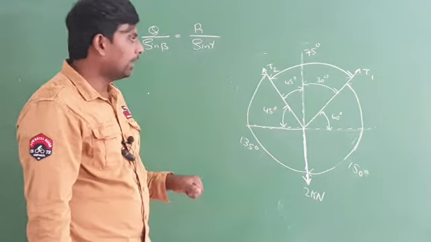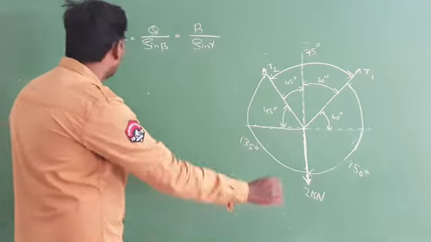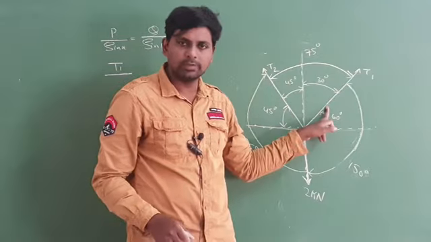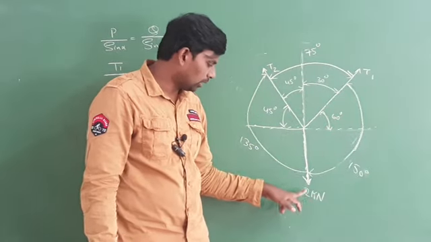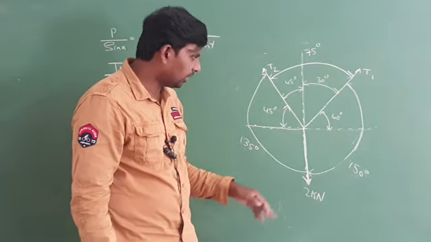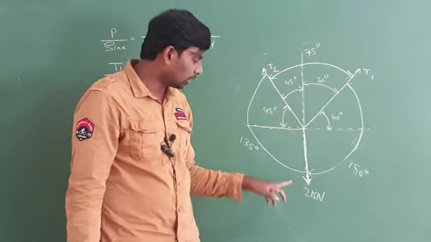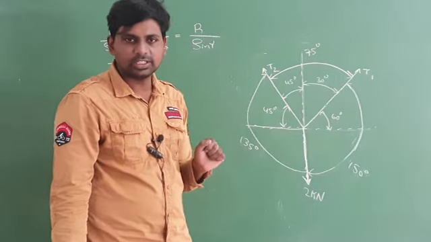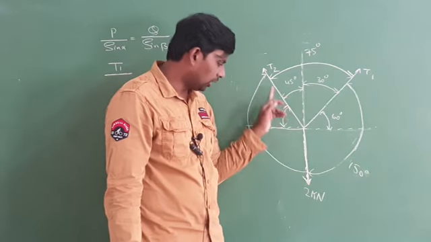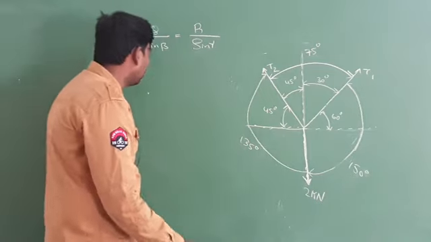So I am selecting T1 as my first force. If I selected T1, forget about T1. How many remaining forces are there? Here the 2 kilonewton and T2. What is the angle between these two forces? Totally there are 3 forces: first T1, second T2, and third the 2 kilonewton. If I selected T1, the remaining forces are T2 and 2 kilonewton. Between these two forces, how much angle is there? 135.